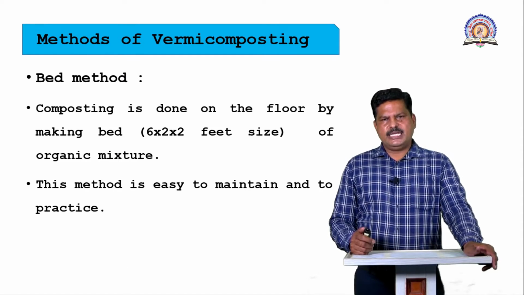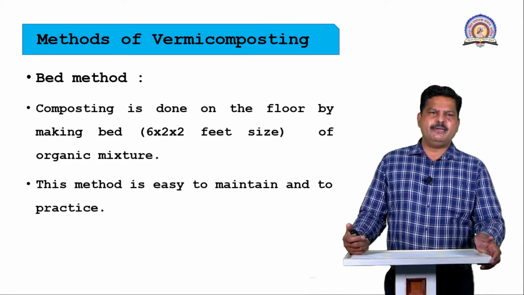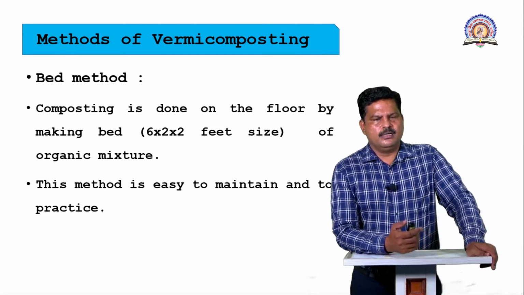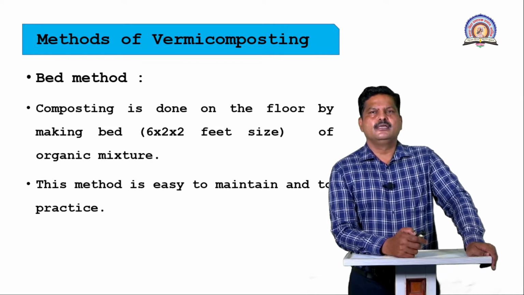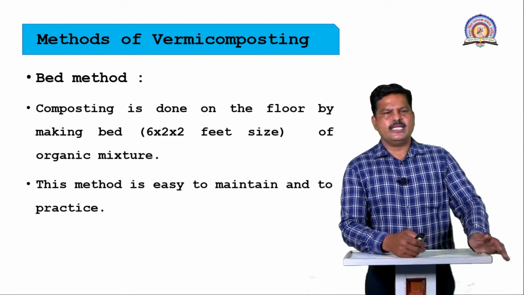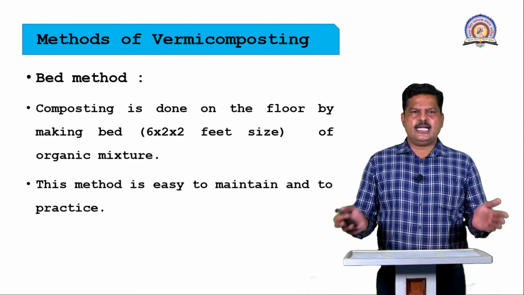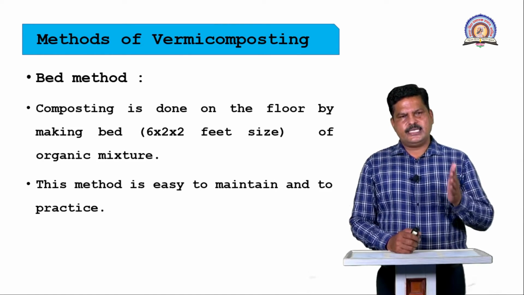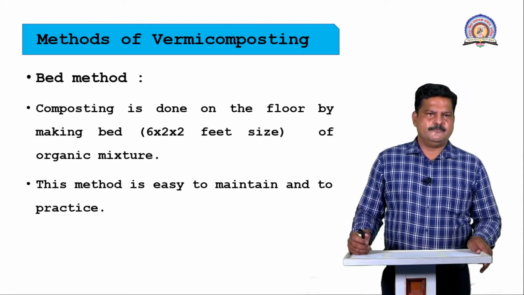Then, what are the methods of vermicomposting? See, actually there are two methods, that is bed method and pit method. In case of the bed method, composting is done on the floor by making a 6 by 2 by 2 size bed of organic mixture. There is a bed made on the floor and the composting material is added. The composting material gets degraded on the floor, so it is called the bed method.